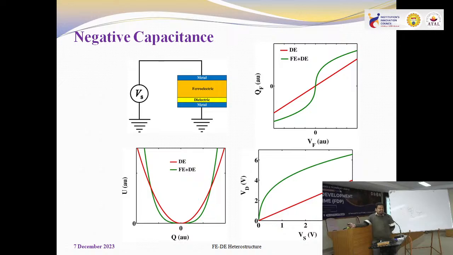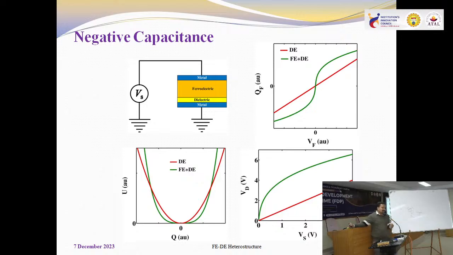Positive higher capacitance is only possible when two capacitances are in series if one of them is negative in nature. Similarly, this is the characteristic for the dielectric, and this is the characteristic for the Fe plus D heterostructure. Now this curve is more flat compared to the dielectric curve. Flat means the total capacitance of the heterostructure is more compared to the dielectric case, so again the total capacitance is higher.